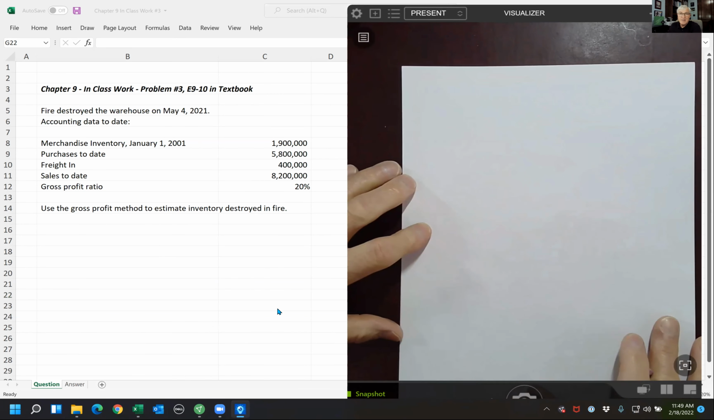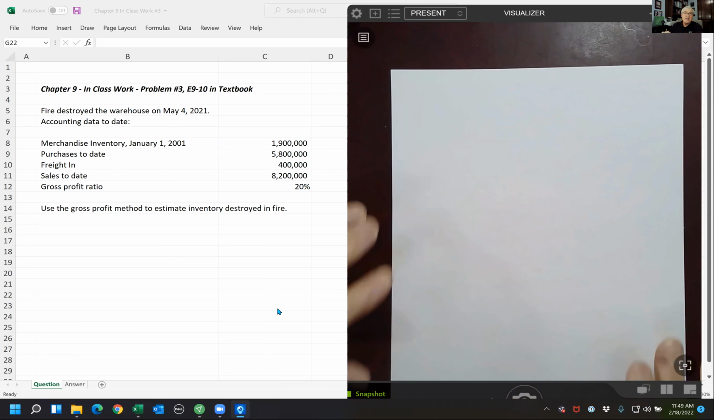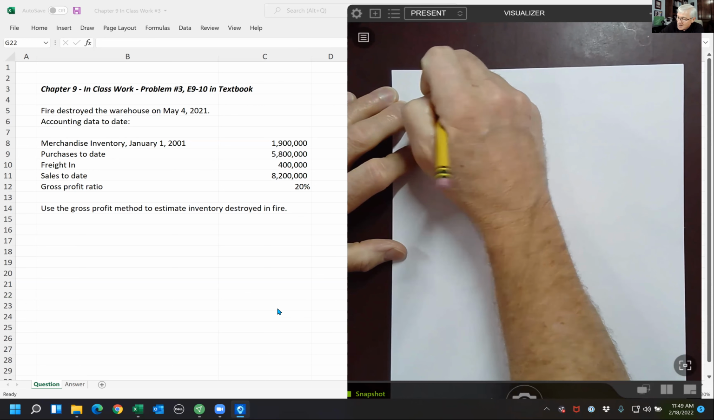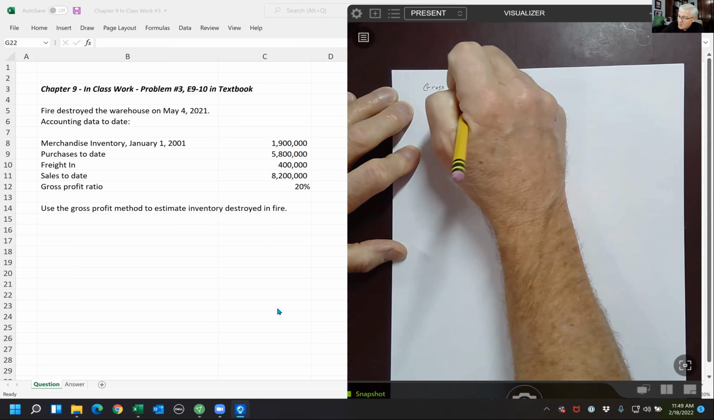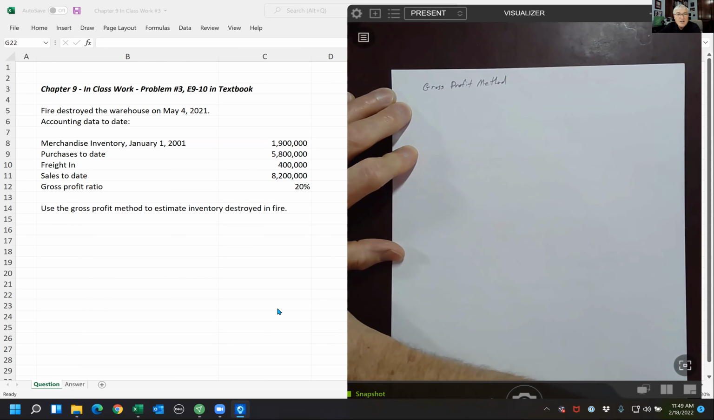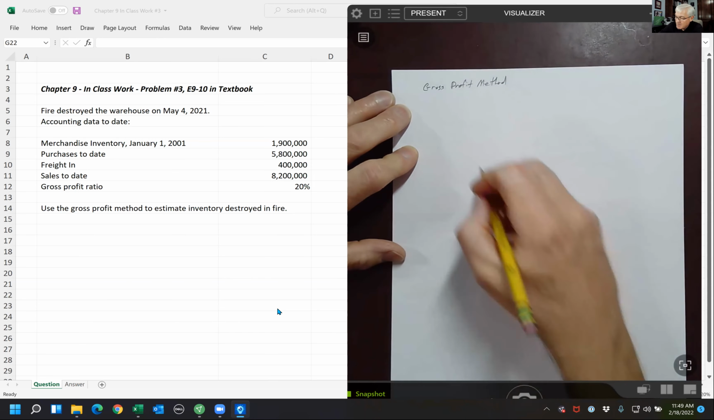So to do that, guess what? We use the gross profit method. Okay. So beginning inventory.